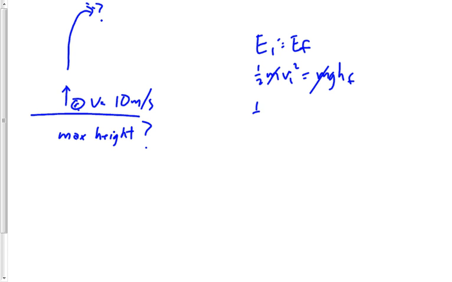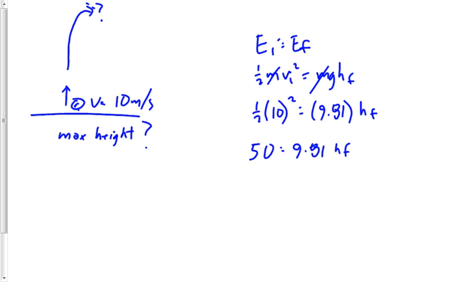The initial speed is 10 meters per second. G is 9.81, positive, because we're talking about energy here. Solving for the final height here. 10 squared is 100 times half is 50. HF is 50 divided by 9.81. So that's going to be somewhere in the range of 5-ish, okay, 5.1 meters.